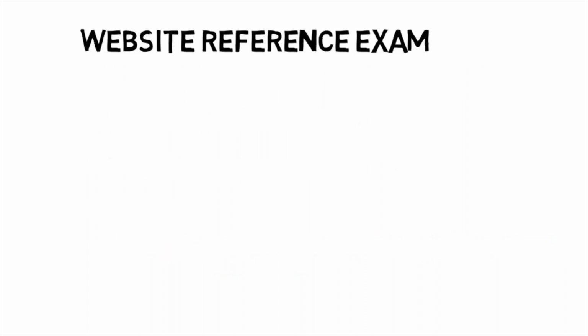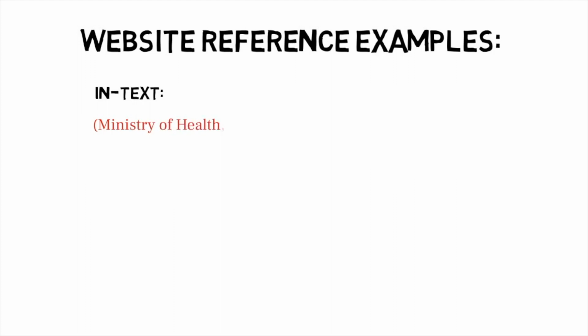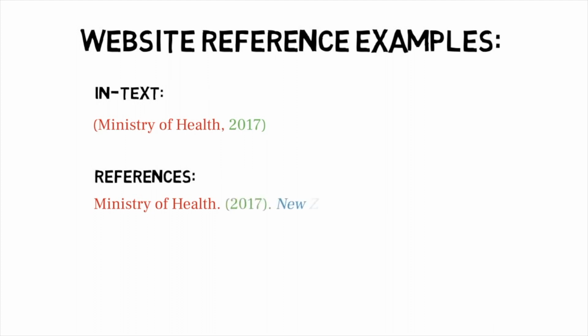Website citations are a little different. The in-text citation shows the author or organization and the publication date. In the reference list, you include the author or organization, the date, and the title. Then you tell the reader where you found the web page.